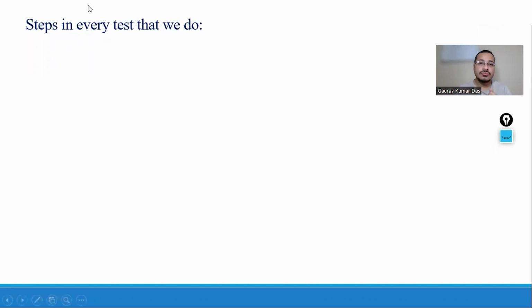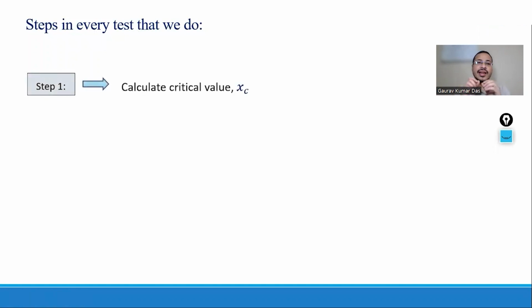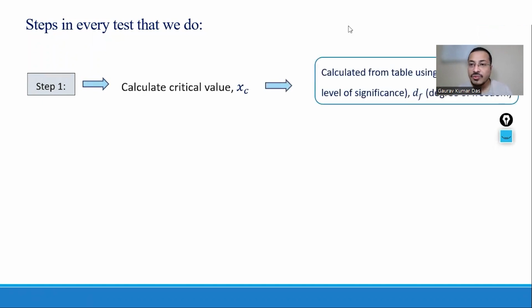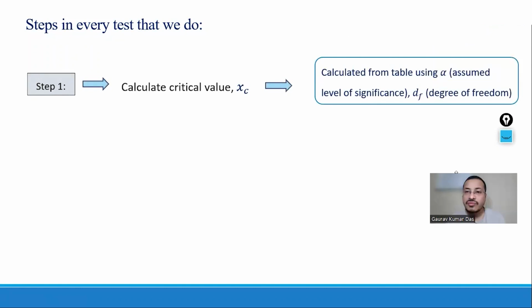Okay, so the steps which are common in every test. Step one, we calculate a critical value. What is this critical value? I'll tell you in the graph. We'll try to visualize this and understand. But let's go step by step. We calculate a critical value, and this critical value is calculated from a table using alpha.